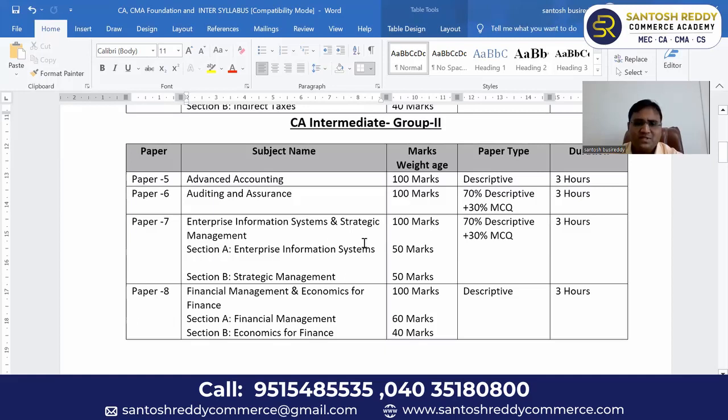Enterprise information system means how the information will flow in the business, how the systems will be developed, like an IT subject. You can think of enterprise information system as an IT subject. Statistics management means levels of management, how the decisions will happen in the companies. It is totally a management subject, paper 7. It is a total theoretical subject, but 70% descriptive, 30% MCQs will be there.